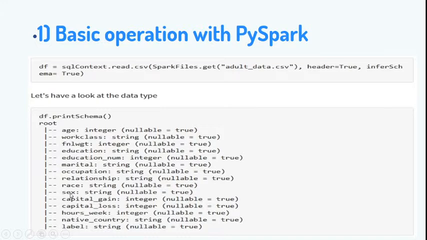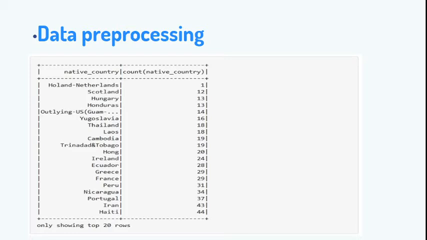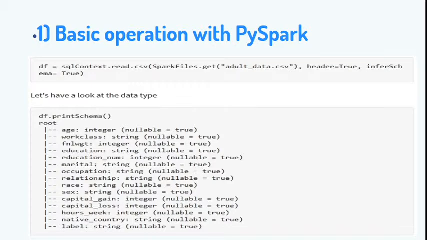For example, if you take sex, it has male and female as strings. I need to convert those strings into a numerical type, that is, male as 0 and female as 1. Like that I need to do integer conversion, and that is called preprocessing. Here I'm showing it only for native country, but I need to do it for all the columns which have string type.